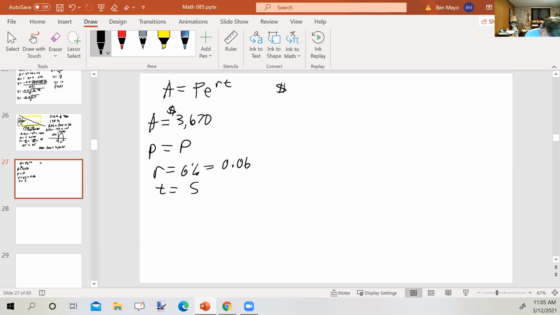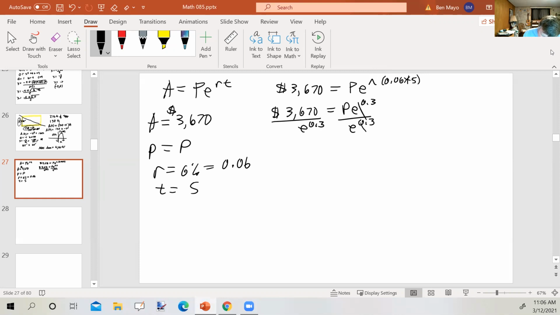So our equation becomes $3,670 equals P times e to the 0.06 times 5 power. Since I need to solve for P, I'm going to simplify the right-hand side of the equation. If I take the exponent, 0.06 times 5, I get 0.3. Now I'm going to divide both sides by e to the 0.3 power. So the principal equals $3,670 divided by e to the 0.3 power.